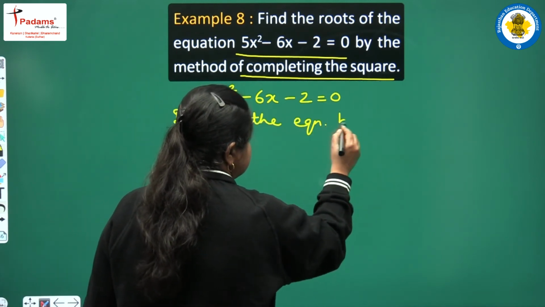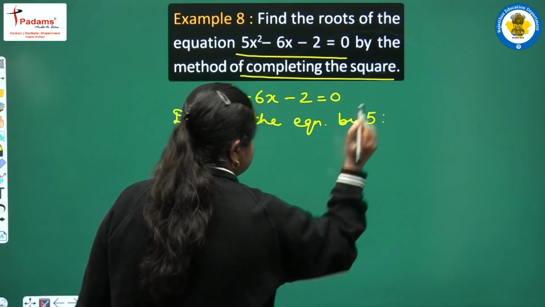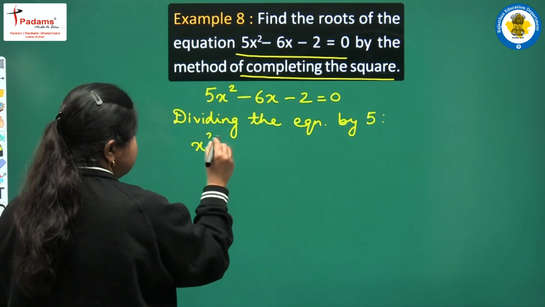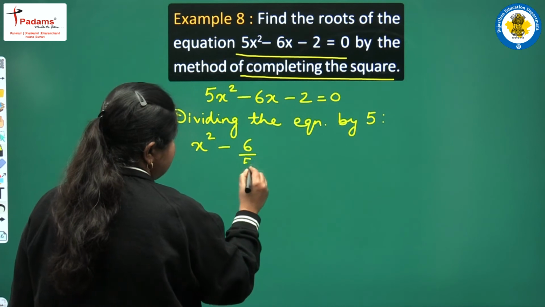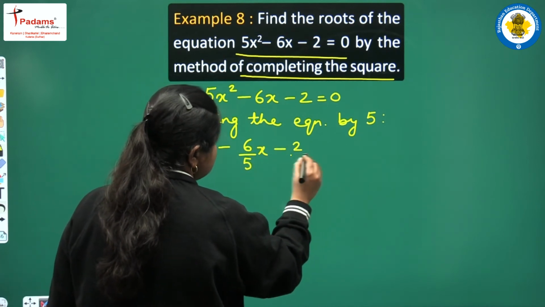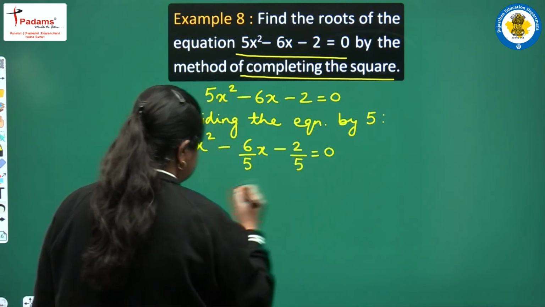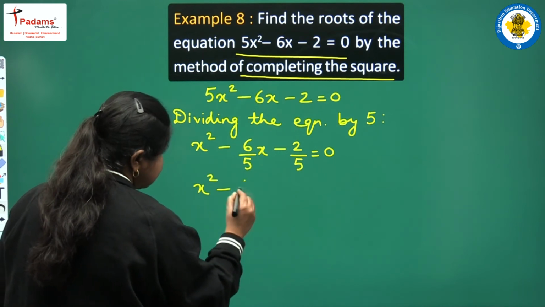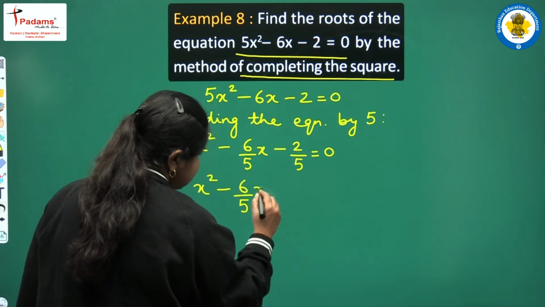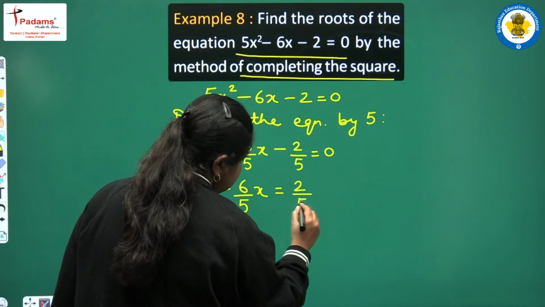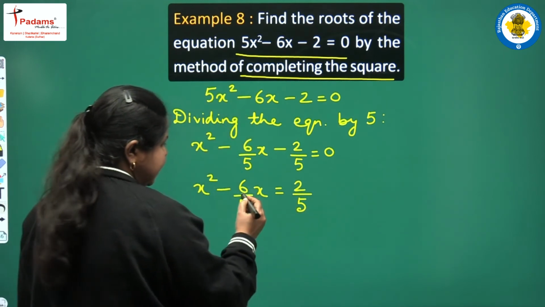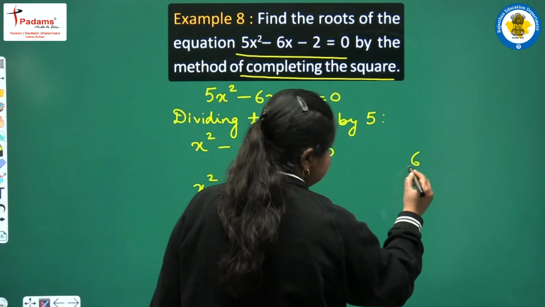Dividing the equation by 5, we get x square minus 6 upon 5x minus 2 by 5 equal to 0. Next, take the constant term to the RHS. This will be equal to plus 2 by 5. Now, take the coefficient of x. It is 6 by 5.